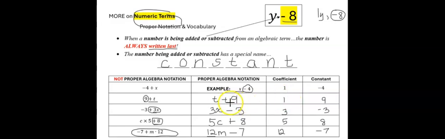Okay, check out how you did. The first coefficient is 1 and the constant is 9. The second one, our algebraic term is 3x, so the coefficient is 3 and the constant is -3. And our next one, the algebraic term is 5c, so the coefficient on that term is 5 because we're multiplying 5 to c. And our constant is 8. And finally, the algebraic term is 12 times m, so 12 is the coefficient. It's being multiplied to my variable, so it's in that algebraic term for this expression, and minus 7 is your constant.